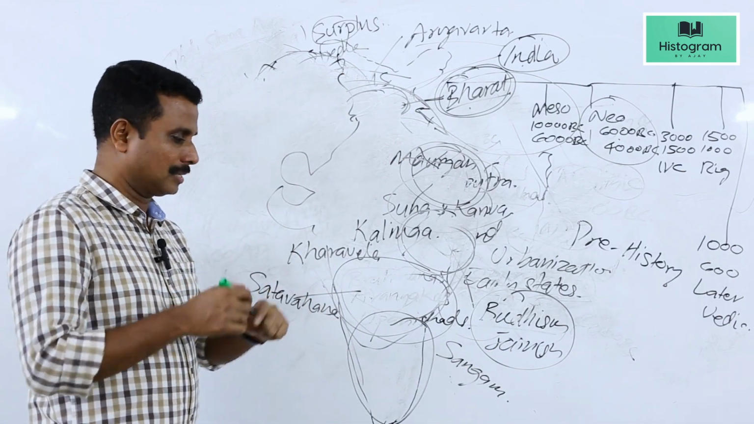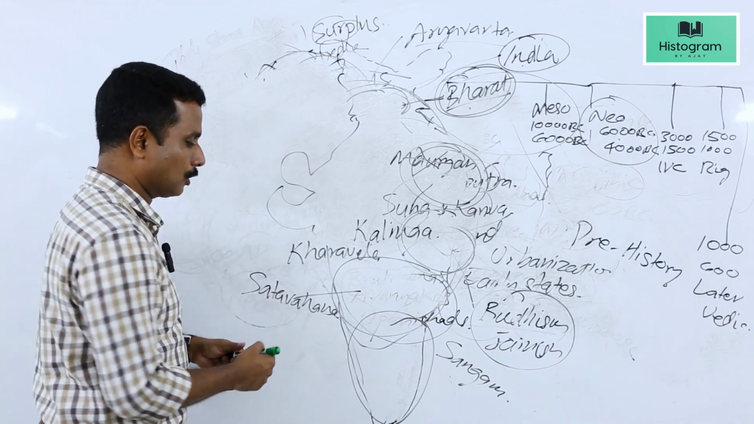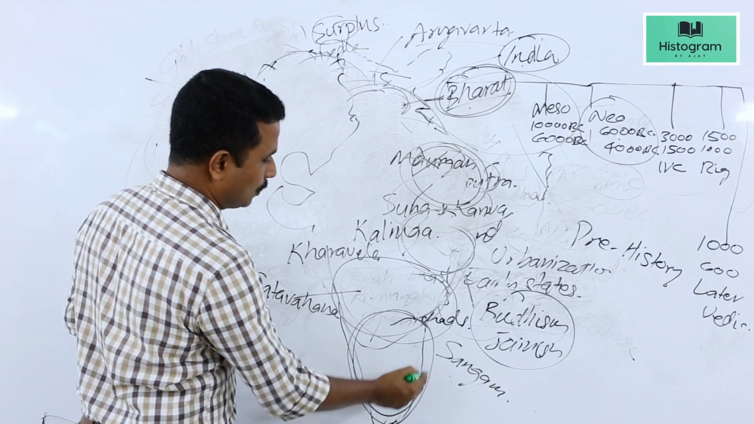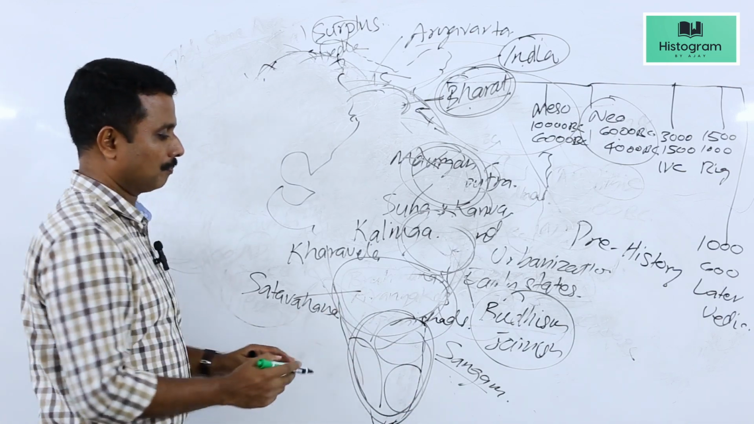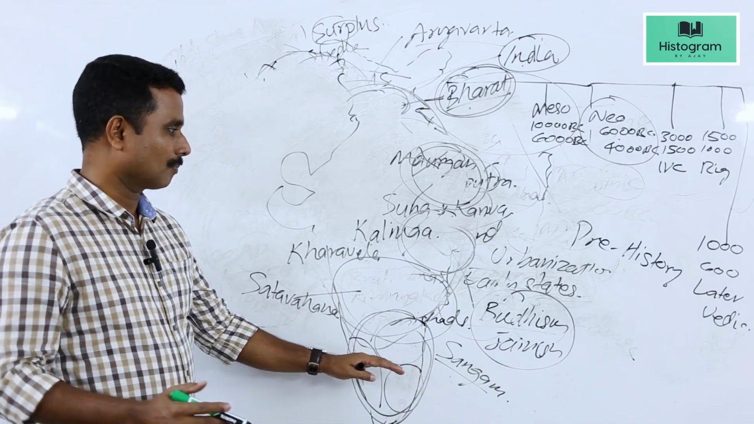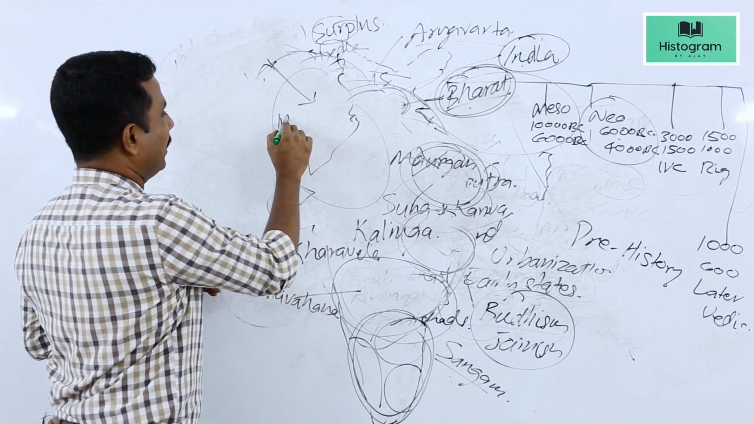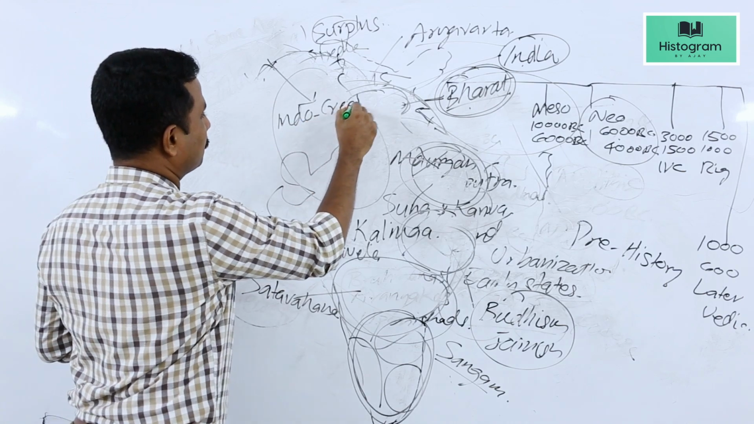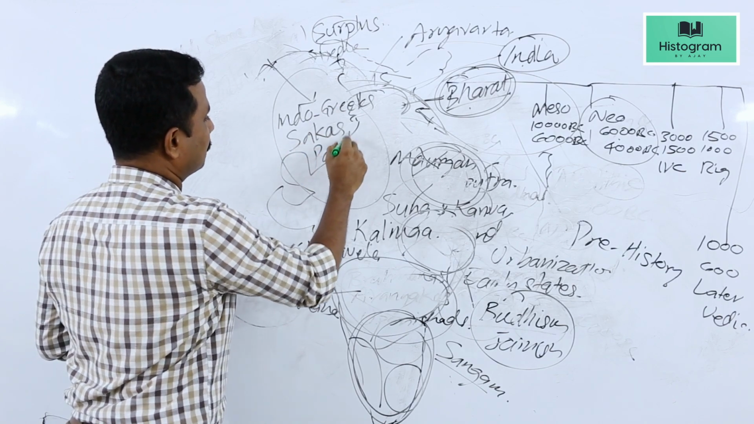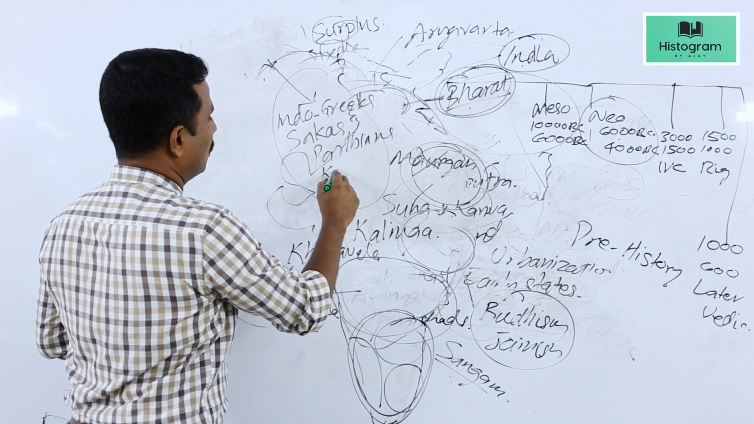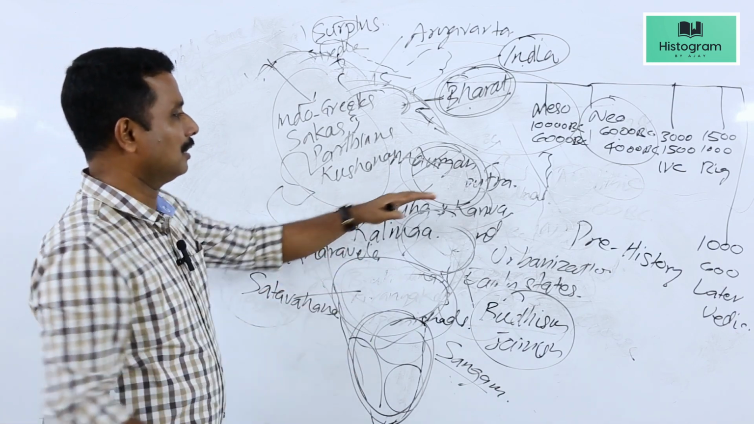Sangam in Tamil language means an assembly. So it was during this period an assembly of poets and scholars took place in South India, and this period is known as Sangam period. So during this period, Chera, Chola and Pandya, three dynasties ruled South India, and in northwestern parts there had been a series of invasions by Indo-Greeks, Shagas, Parthians and Kushanas.